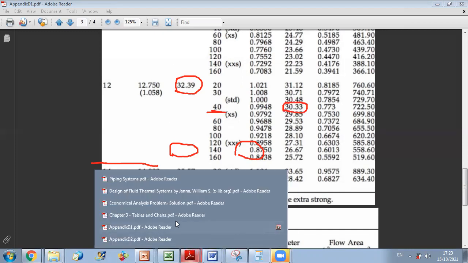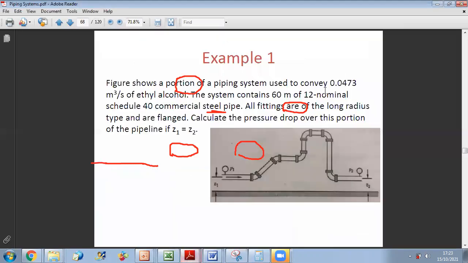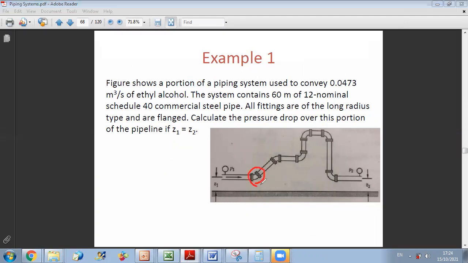Now, concerning K minor losses, first, what are the sources of minor losses? You have elbows here, but you have different types of elbows. Look at the angle of these elbows. For these two, what is the angle? 45 degrees. And one, two, three, four elbows at 90 degrees. So we have two 45-degree elbows and four 90-degree elbows.